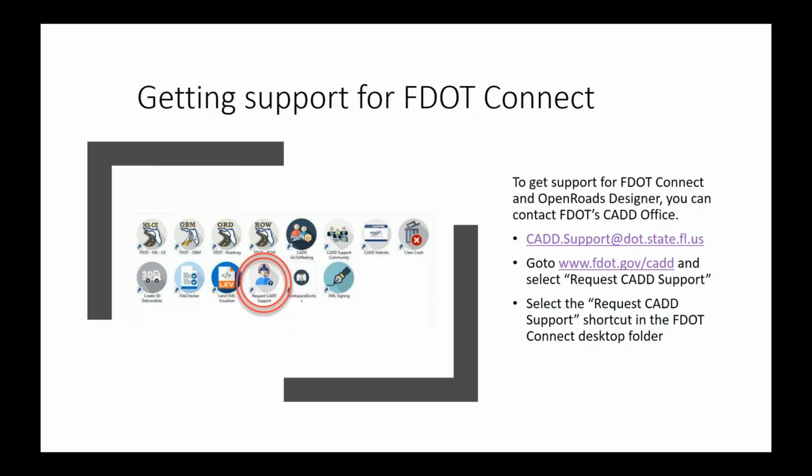CADD.support@dot.state.fl.us. That's going to go to everyone in the support section. So it's an excellent way if you have an urgent question for you to get somebody's attention. You can also go to the website, www.fdot.gov/CAD, and you'll find Request CAD Support. There's a link that takes you to the CAD Support Issue Log portal where you can submit a ticket for support. You can additionally access this portal by selecting Request CAD Support from the FDOT Connect desktop folder, which is shown in this slide.